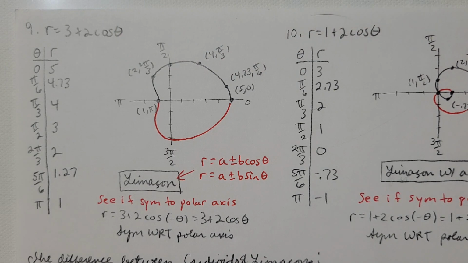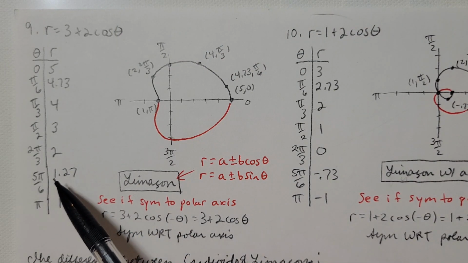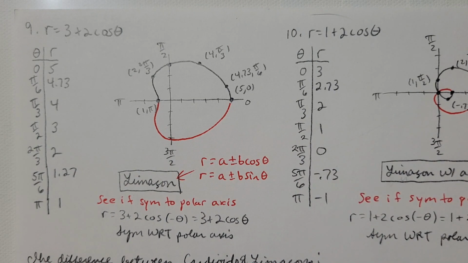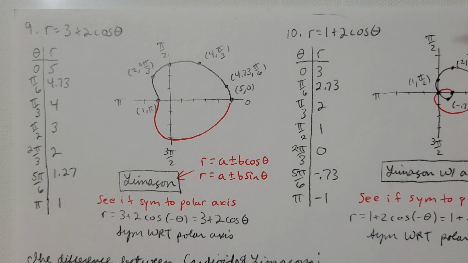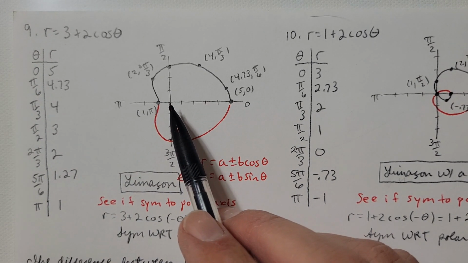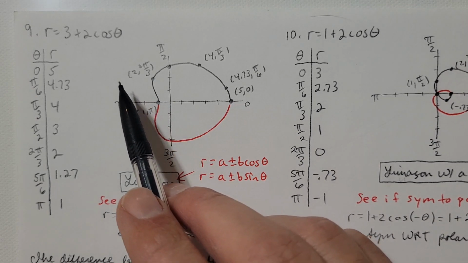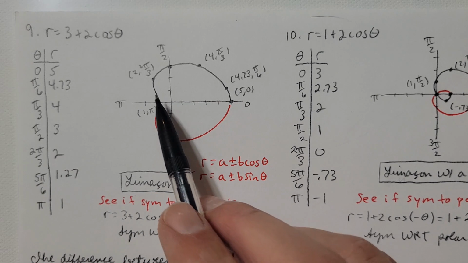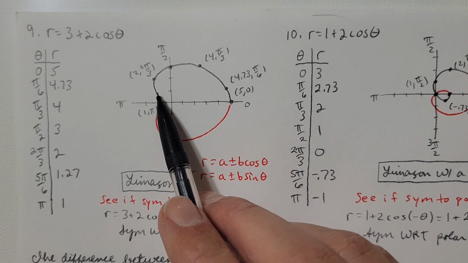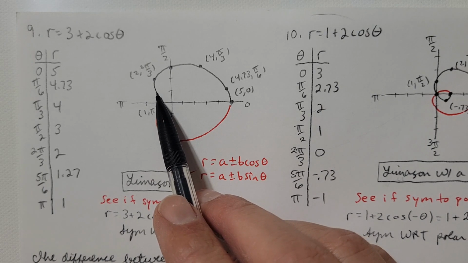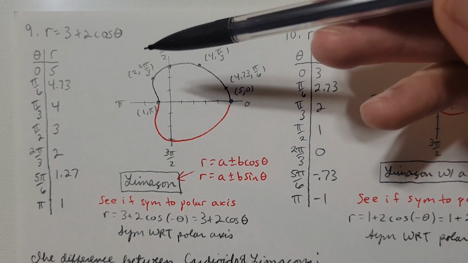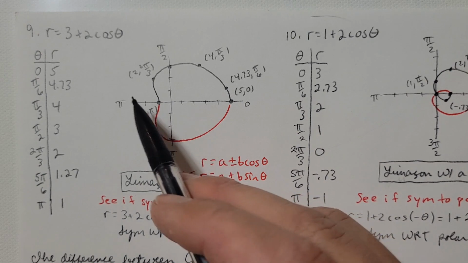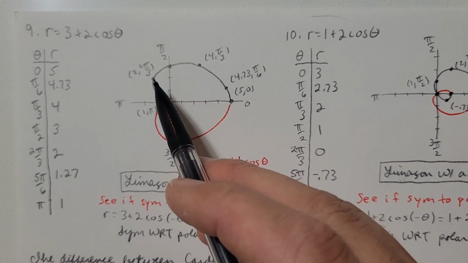Then I'm selecting 5 pi over 6. Cosine of 5 pi over 6 is negative root 3 over 2. You can cancel the 2's there, so we're looking at 3 minus root 3. Root 3 is about 1.73, right? So we get about 1.27. So on the radial line 5 pi over 6, I guess I don't have that point plotted, but I need to go out about 1.27. That's going to put me about right there. Then I'm selecting pi. Cosine pi is negative 1, and 3 minus 2 would be 1. So on the pi axis, I need to go out 1 unit. And here's what I've got so far.